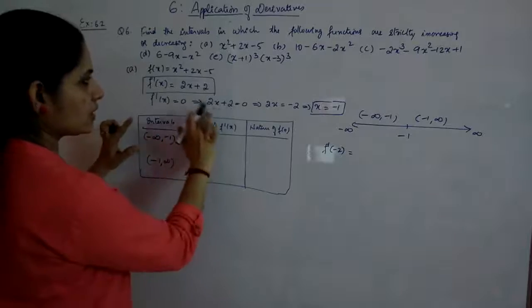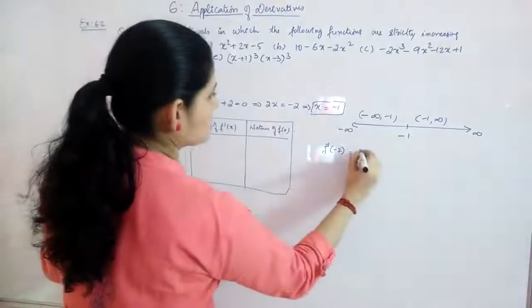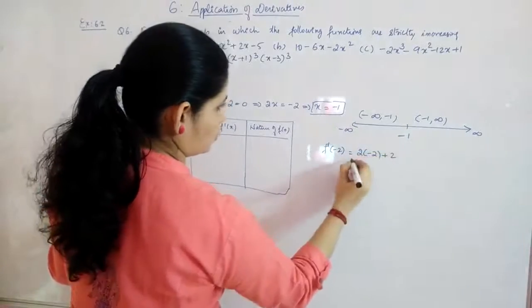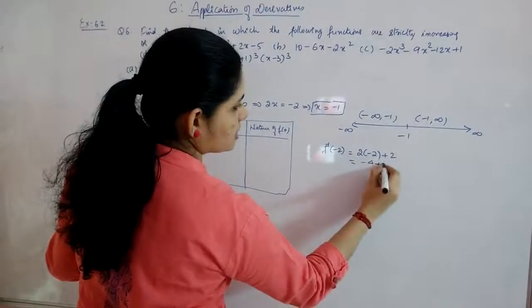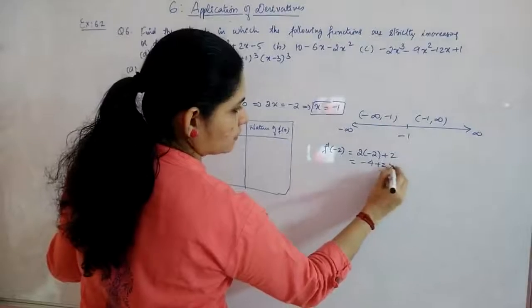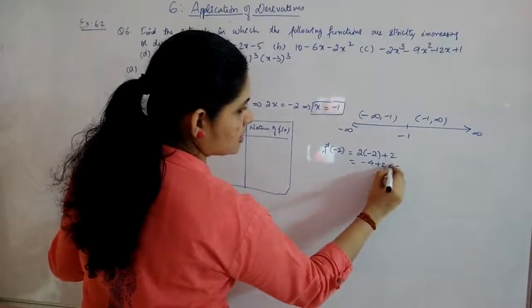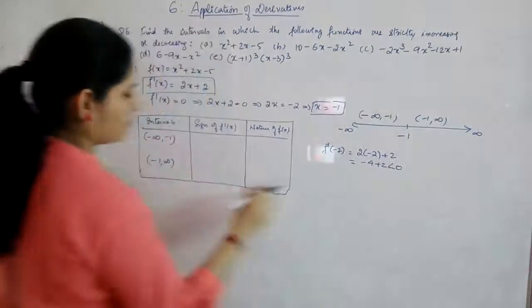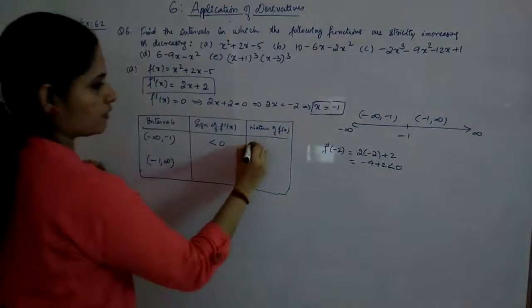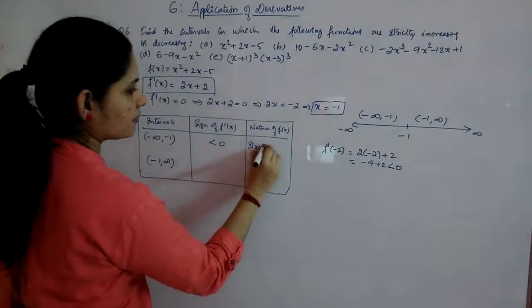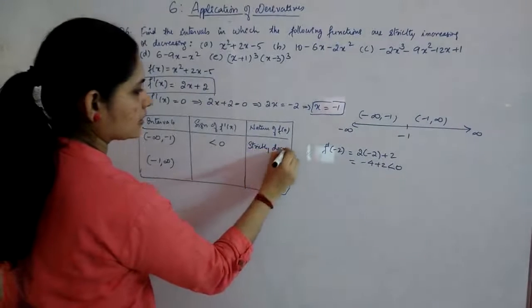That is 2 into minus 2 plus 2, replacing x with minus 2. You will get minus 4 plus 2, which is negative, so you can say that it is less than 0. So f dash of x is less than 0 in this interval. Therefore, the function is strictly decreasing.